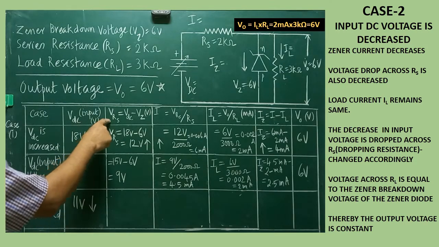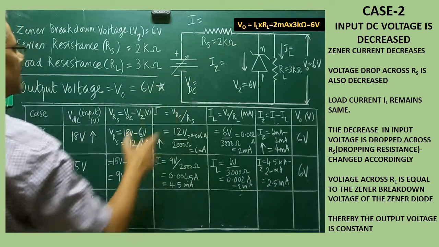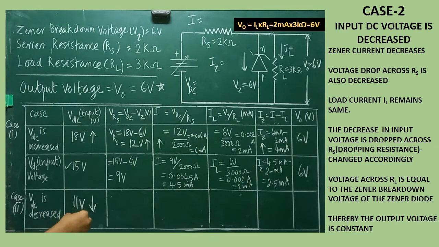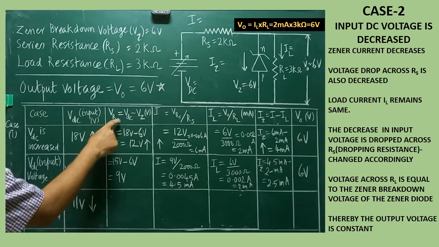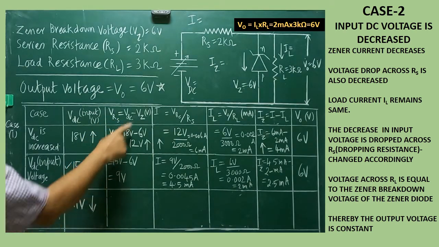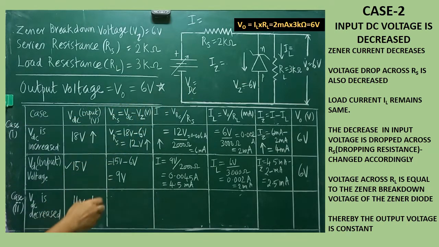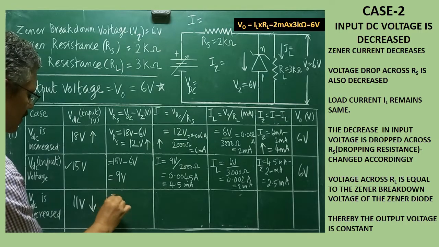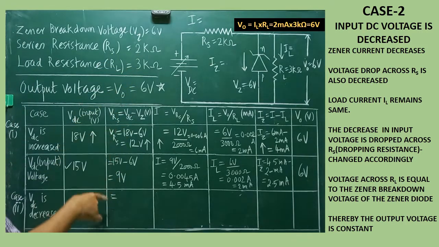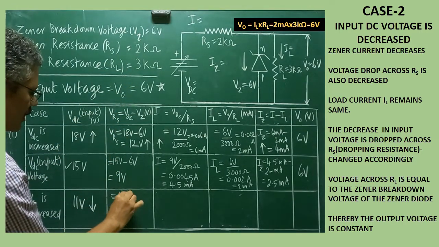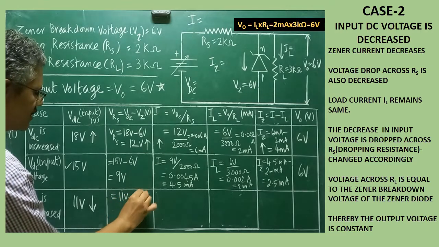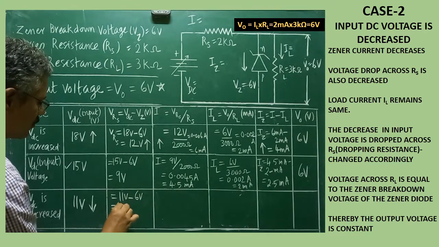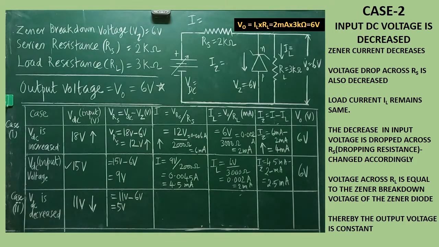Now we have to calculate the voltage drop across RS. How to calculate? Very simple one. The formula is VRS is equal to the input voltage minus the Zener breakdown voltage. Substitute here. Voltage drop across RS is equal to 11 volt minus 6 volt is equal to 5 volt. Are you clear?